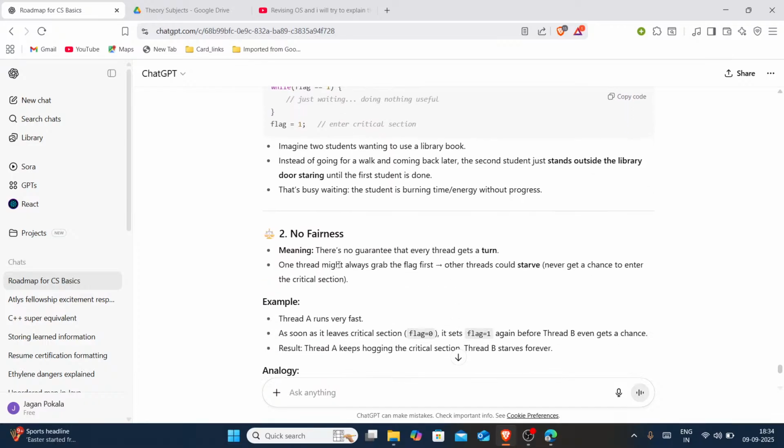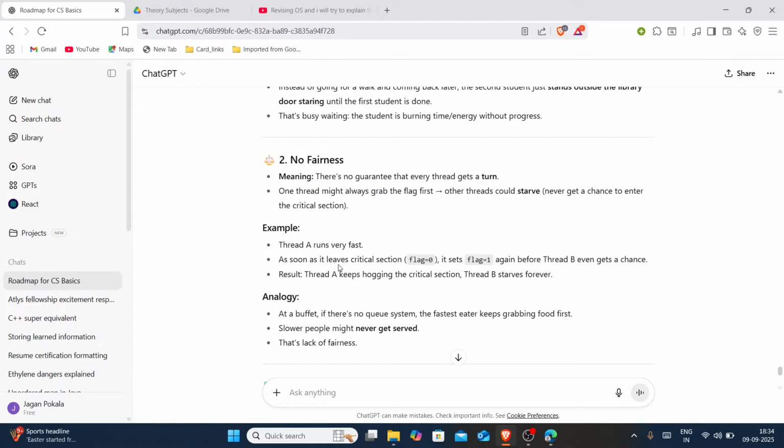There is no guarantee that threads get a fair turn. One thread might always grab the flag first. Busy waiting and no fairness.